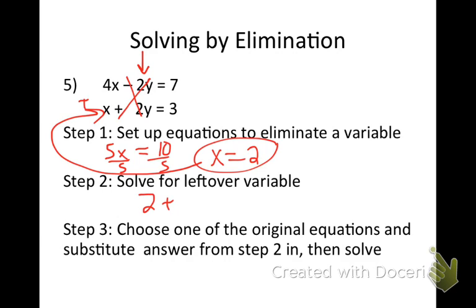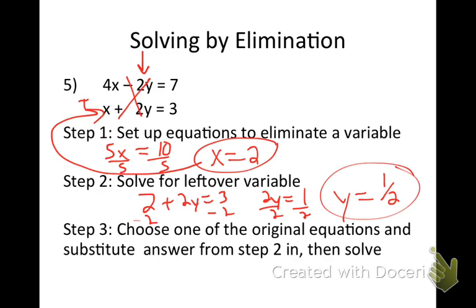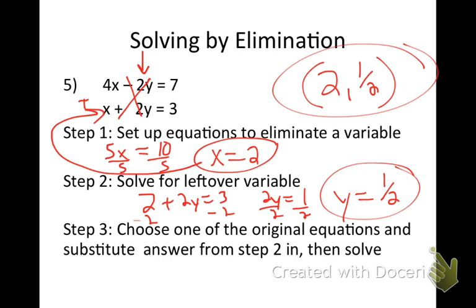I get 2 plus 2y equals 3. Subtract 2. 2y equals 1. Divide by 2. y equals 1/2. So I have 2 and 1/2. What's that as an ordered pair then? 2, 1/2. And there's my answer.